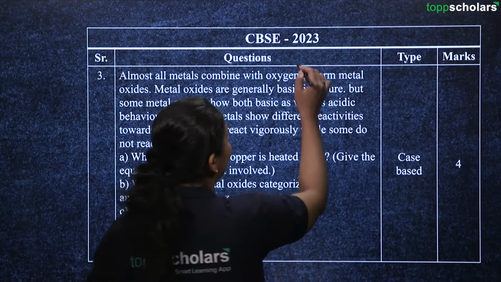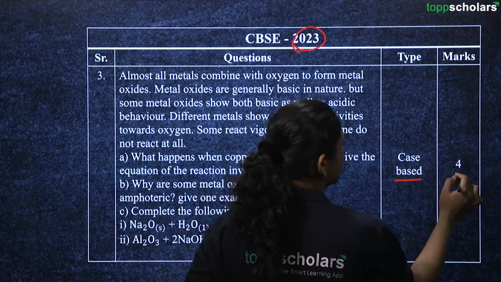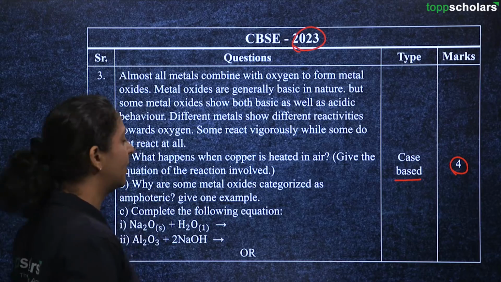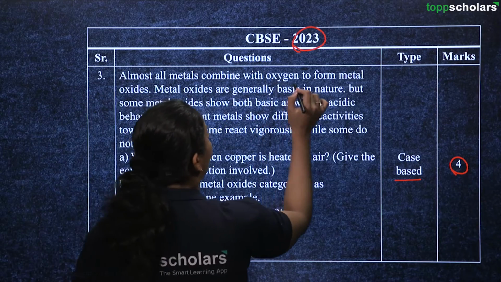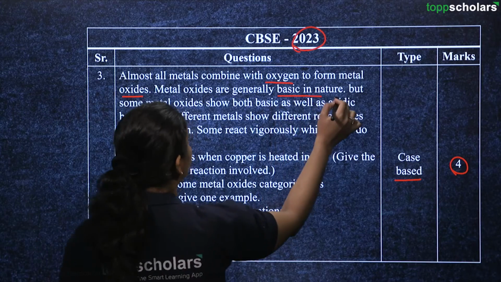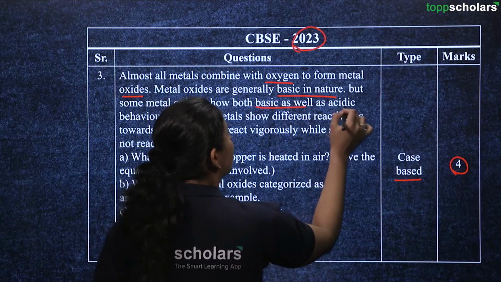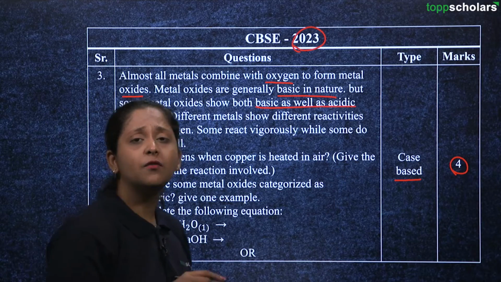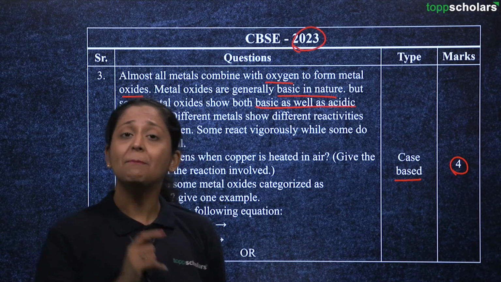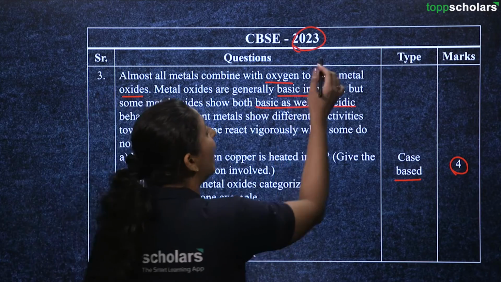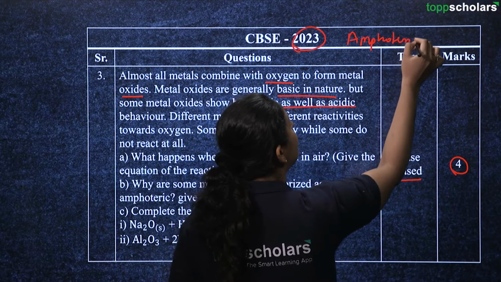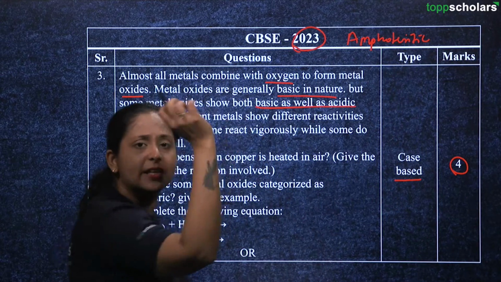Same for the year 2023 students, you have case-based type questions. I believe case-based type questions are easier because they give you a lot of information already. Almost all metals combine with oxygen to form metal oxides, correct? Now, metal oxides are generally basic in nature, but some metal oxides show both basic as well as acidic nature. If you observe any small detail in the questions which we have solved up till now, children, in many places they are asking you about this amphoteric property. This amphoteric property is repeated in many places. In some way or other, it is getting involved in the question.